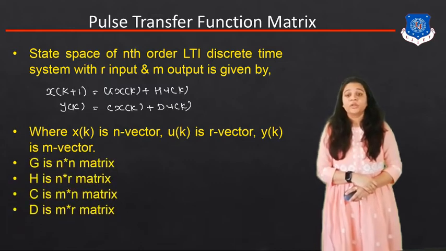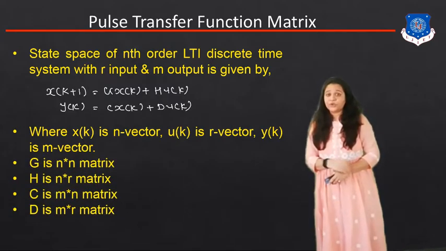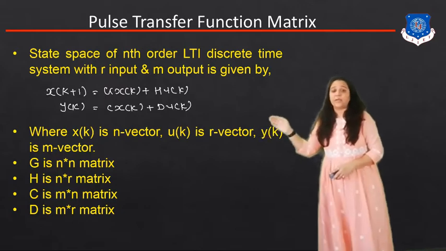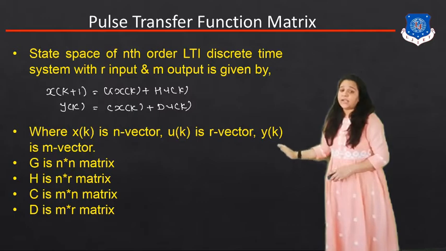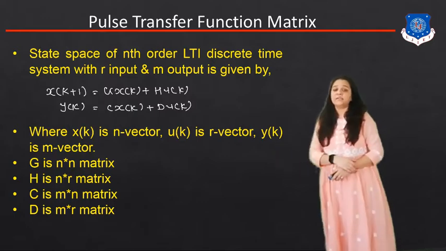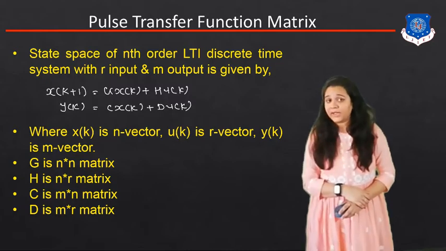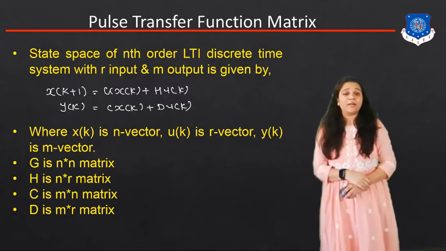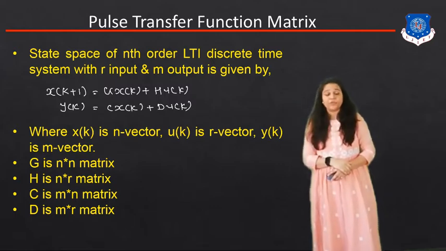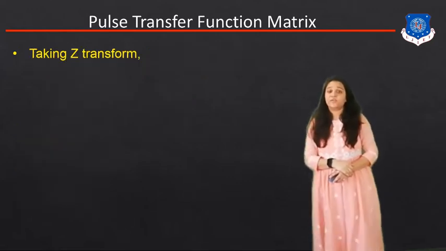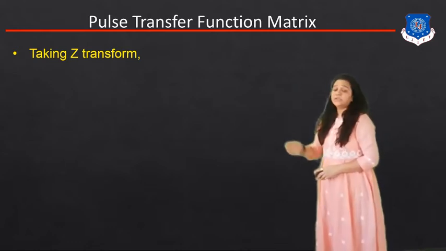Now, here we have used different types of matrices. G is an n cross n matrix, H is an n cross r matrix, C is an m cross n matrix, and D is an m cross r matrix. As you know, in most cases we can take the D matrix as 0 in the continuous time state space analysis.